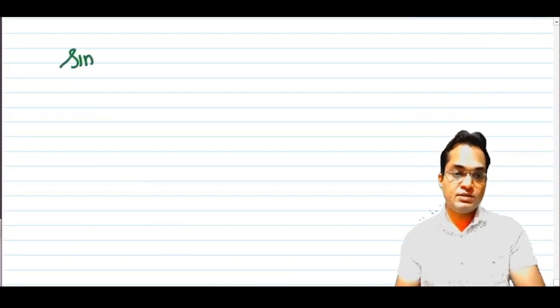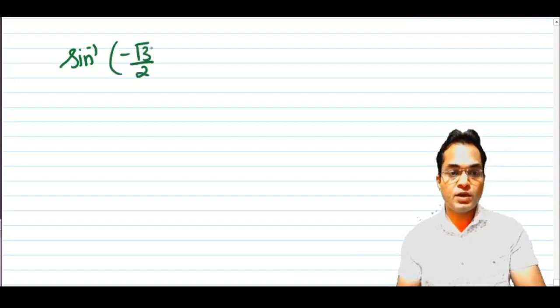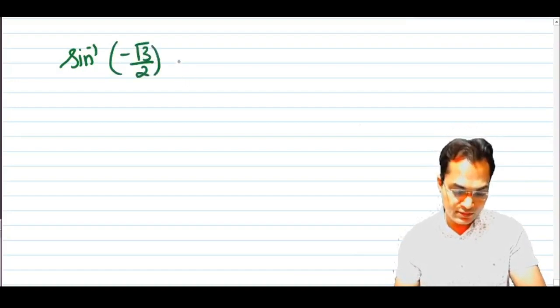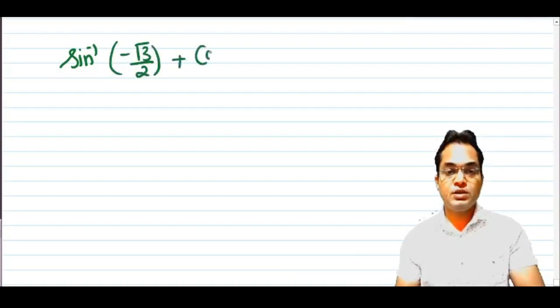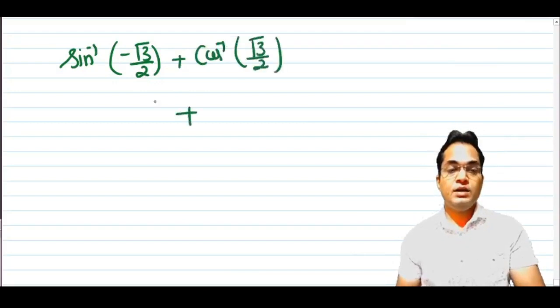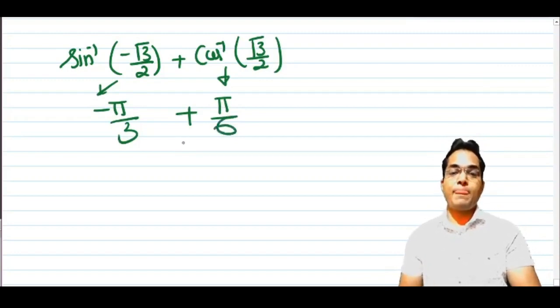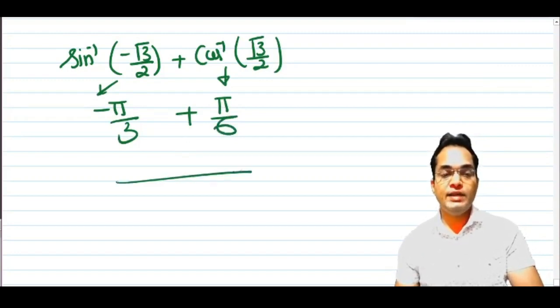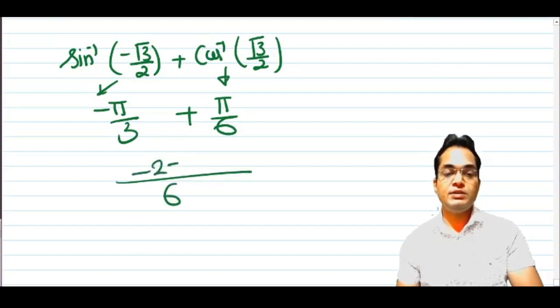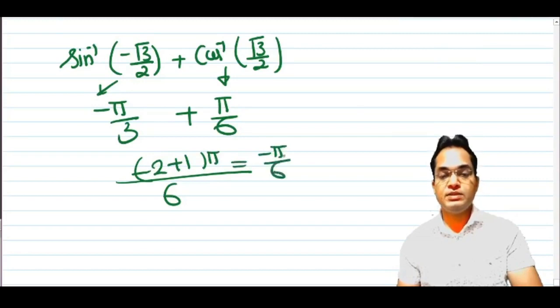Sin inverse minus root 3 by 2, and plus cos inverse root 3 by 2. This is easy. Minus pi by 3. And this is pi by 6, 30 degrees. Cos 30 is root 3 by 2. And if we add, taking 6, it is minus 2 plus 1 whole of pi. Your answer is minus pi by 6.